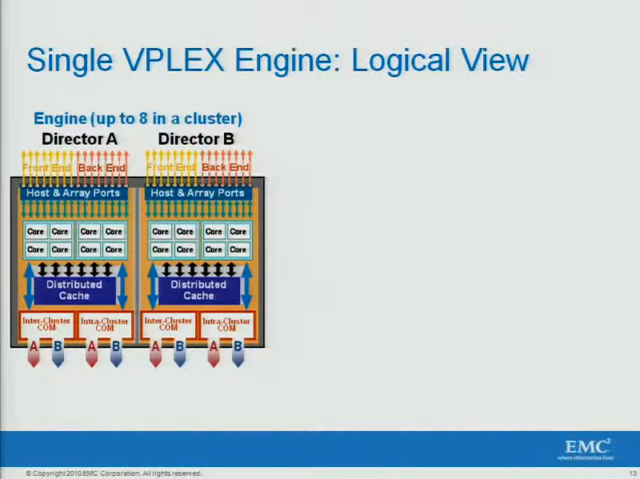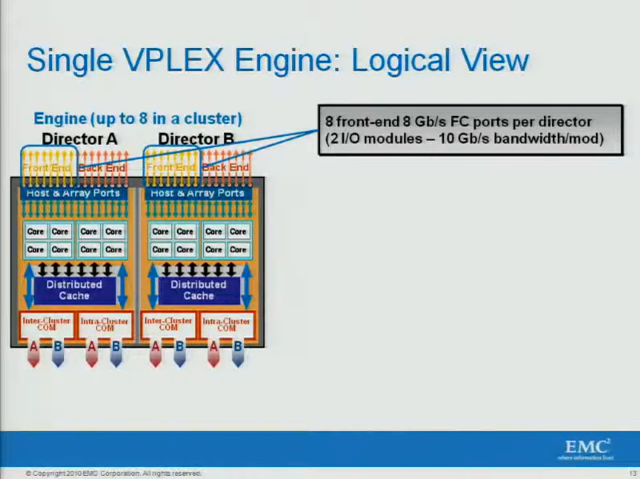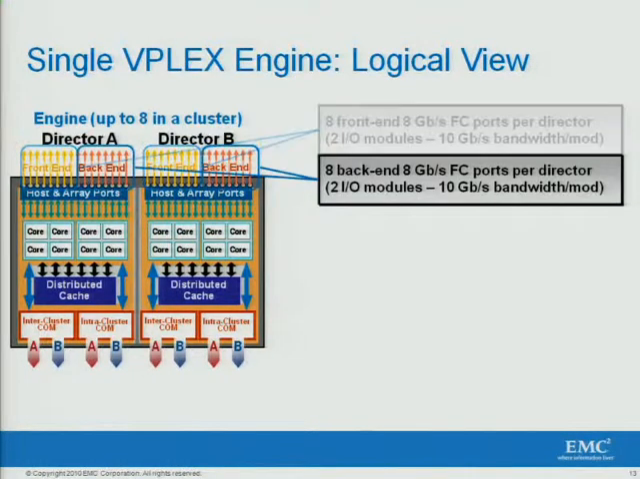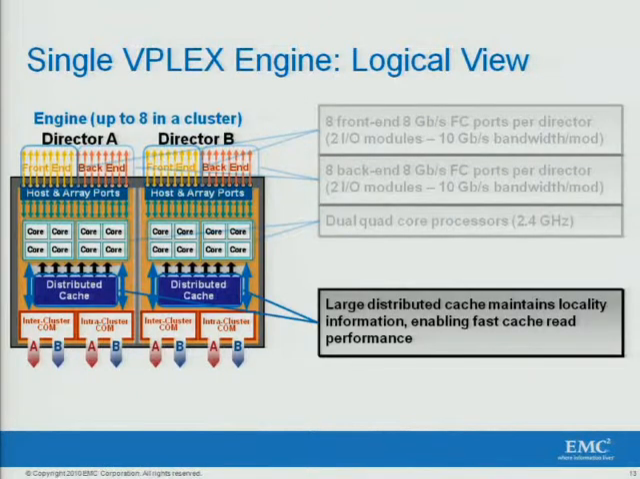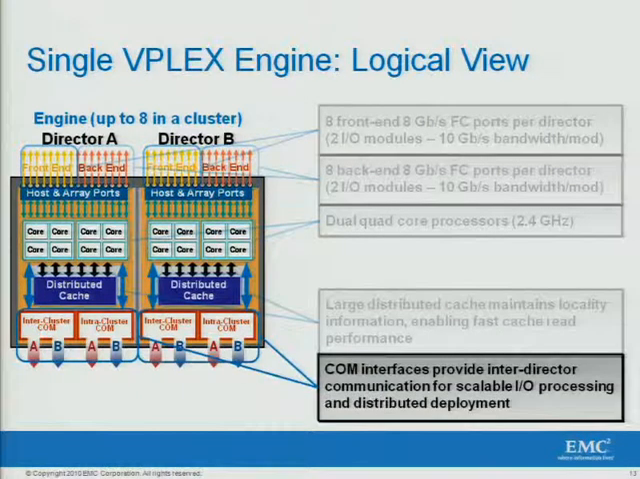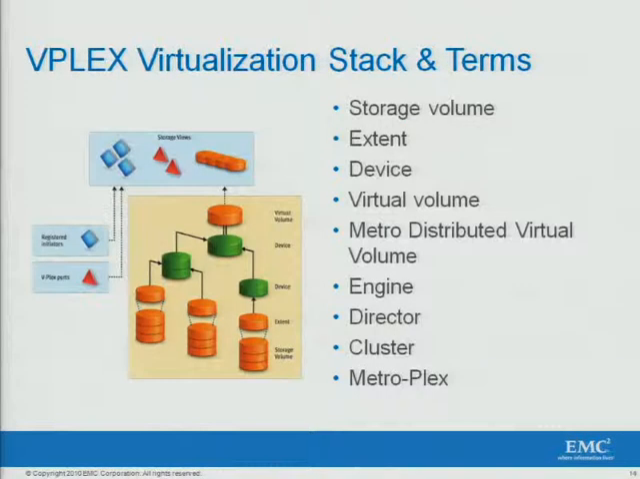So, today it's front-ended via fiber. Over time, there will be additional interfaces on the front end. Loads and loads of back-end connectivity to the underlying storage arrays, which again can be EMC or non-EMC arrays, and lots of cores, huge distributed cache, and then these things that connect to the other cluster nodes.